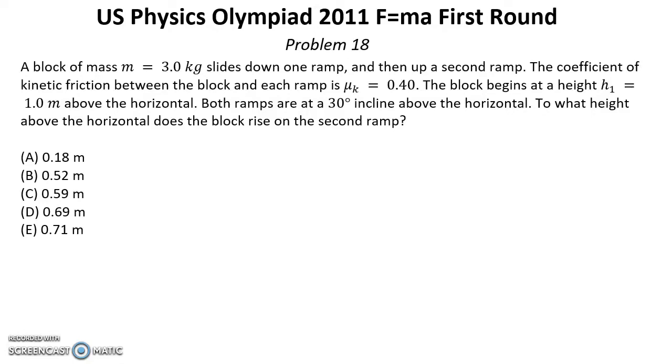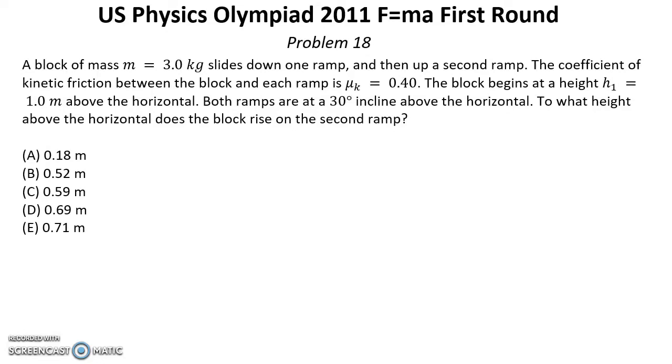A block of mass m equal 3 kg slides down one ramp and then up a second ramp. The coefficient of kinetic friction between the block and each ramp is μk equal 0.4. The block begins at a height h1 equal 1 meter above the horizontal. Both ramps are at 30 degrees incline above the horizontal. To what height above the horizontal does the block rise on the second ramp?